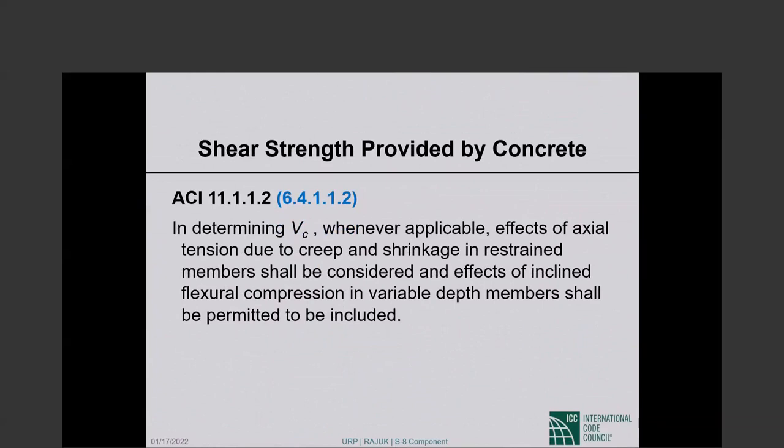In determining V sub C, the concrete contribution to shear strength, whenever applicable, effects of axial tension due to creep and shrinkage in restrained members shall be considered. That will take away from shear strength. Any tension takes away. And the effects of inclined flexural compression in variable depth members shall be permitted to be included. Any compression will improve V sub C, and we are saying that if there is actual compression, as there will be in inclined members, that shall be permitted to be included. You don't have to include it, but you are allowed to include it. In the case of tension, you have to consider it. It takes away from V sub C.